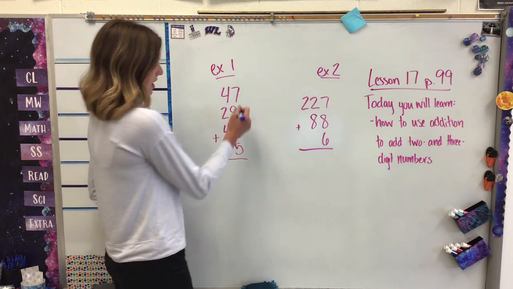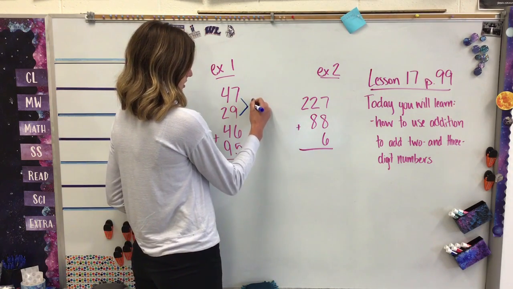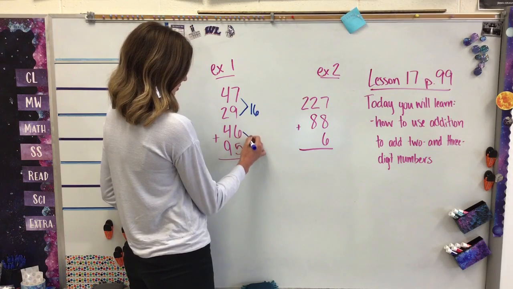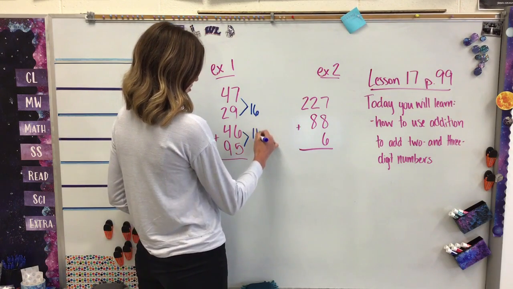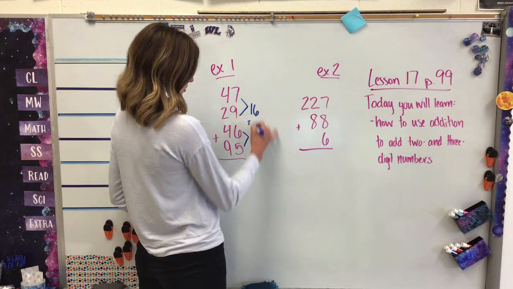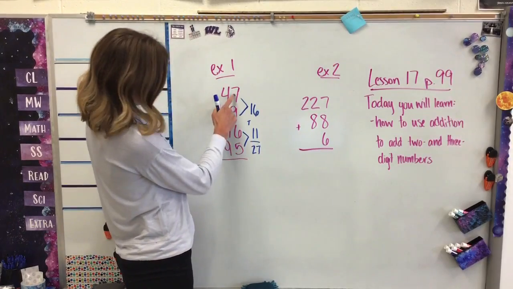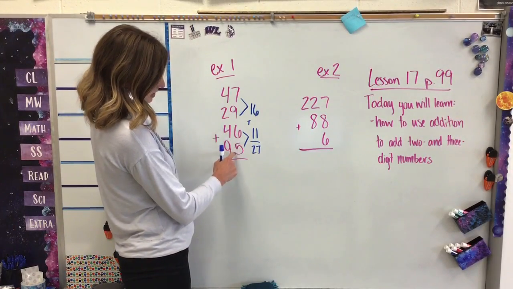7 plus 9 gives me 16. 6 plus 5 gives me 11. So I'm going to add those together. 6 plus 1 is 7. 1 plus 1 is 2. All right, so when I got 27, all I was doing was adding 7 plus 9 plus 6 plus 5.